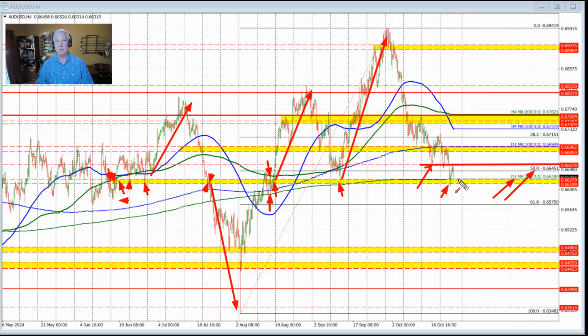So what next? Well, if the momentum to the downside continues and we are able to get below that 200-day moving average and get below this swing area right here, we'll start to look toward the 61.8% retracement at 0.6575 as the next key target on the downside.